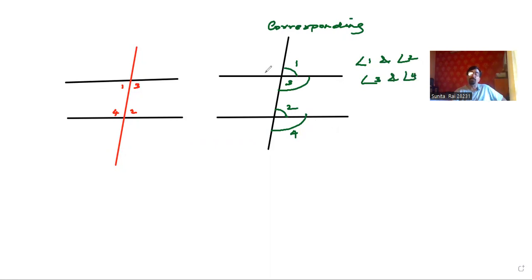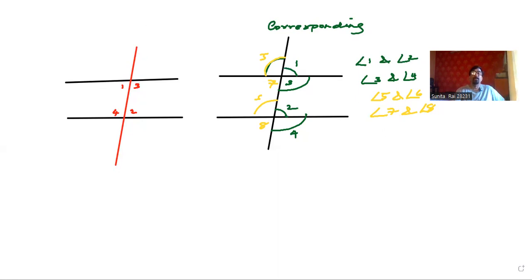In the same way, children, suppose I call this angle 5, and this is my angle 6. So angle 5 and angle 6 are corresponding angles. In the same way, look at this angle 7 and this angle 8. Angle 7 and angle 8 are corresponding angles. So remember, children, whenever a transversal intersects two coplanar lines, four pairs of corresponding angles are formed.